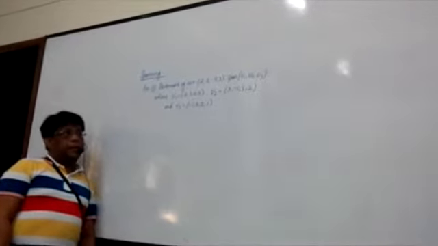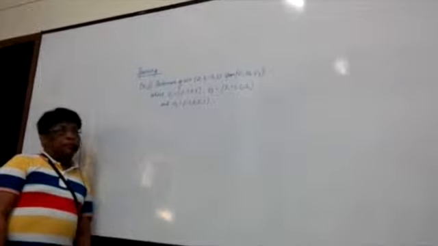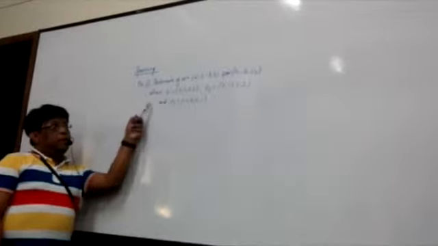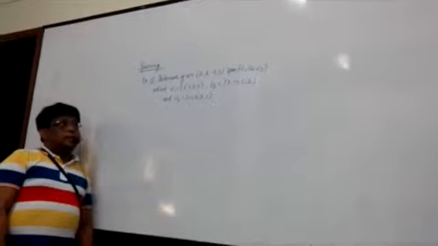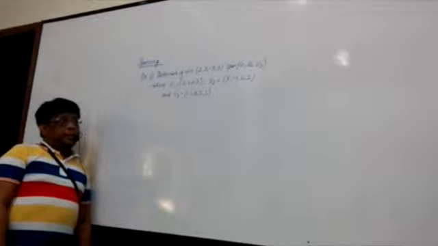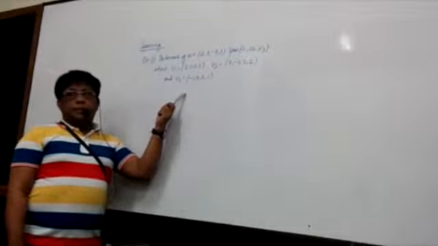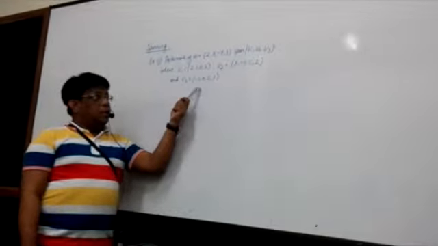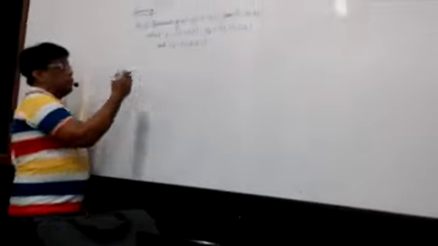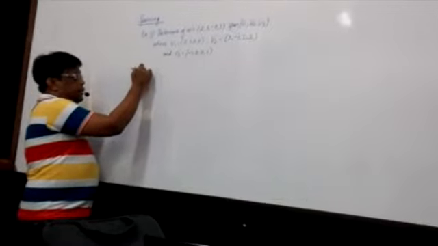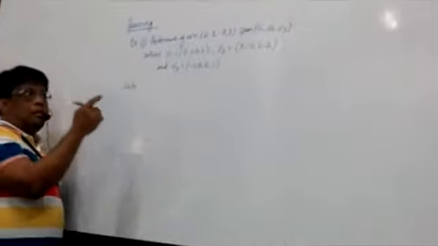Span the vectors that contain V1, V2, and V3, where V1 is equal to (2, 1, 0, 3), V2 has components (3, -1, 5, 2), and V3 has components (-1, 0, 2, 1). Okay? So the first step, class, is to write the equation.